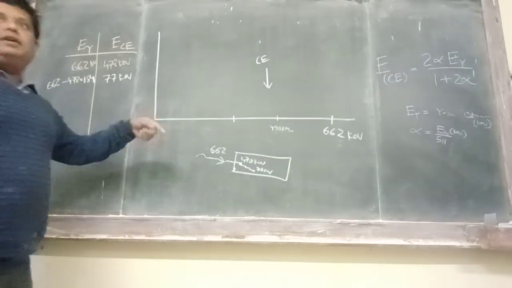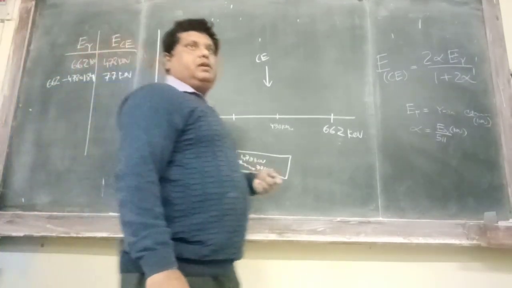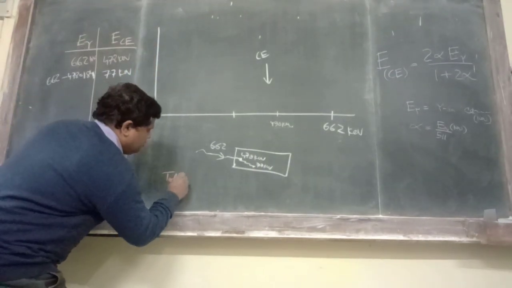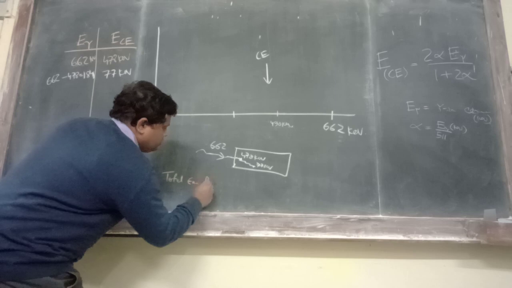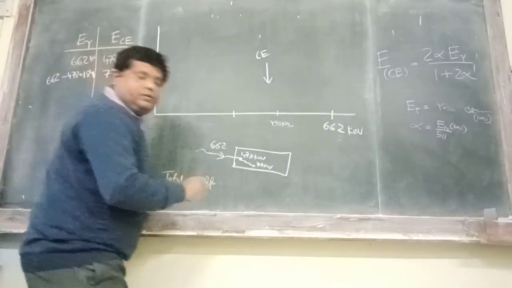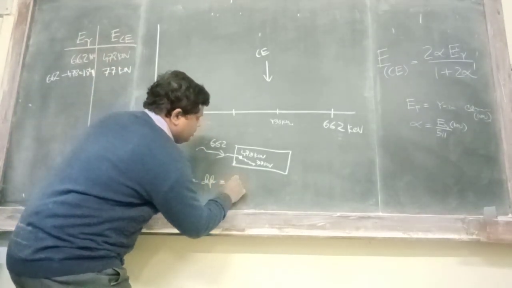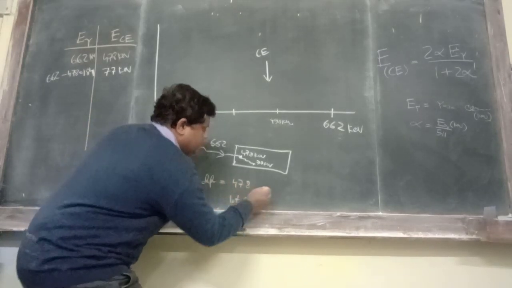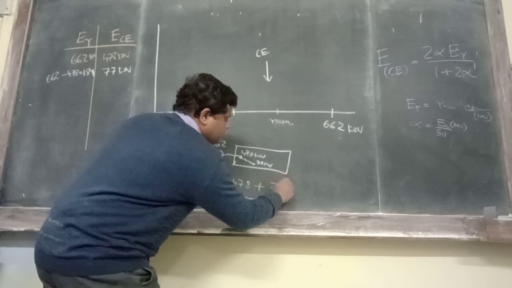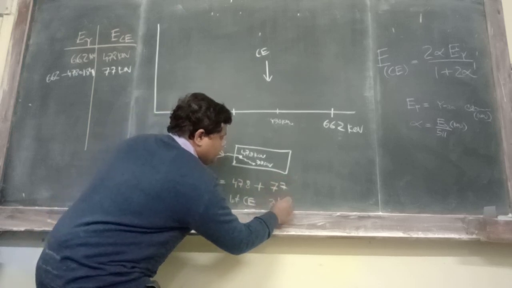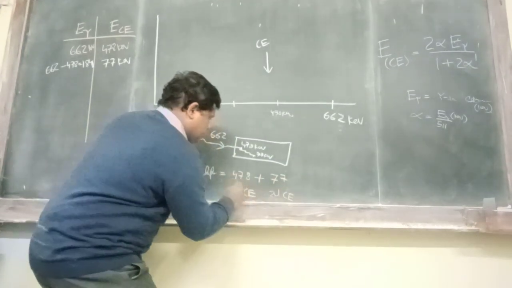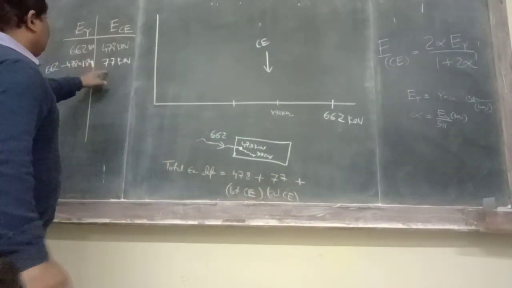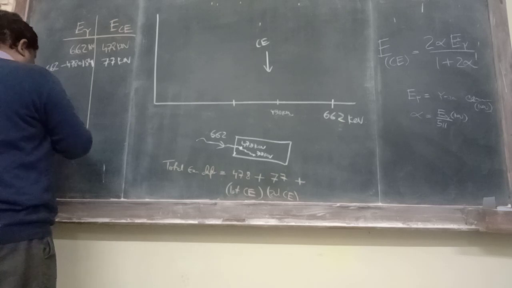So how much energy is absorbed in the medium after this? Total energy deposited. First 478, first Compton scattering. Next 77, second Compton scattering, Compton Edge basically, plus 32. So what we will have to do here is the following.